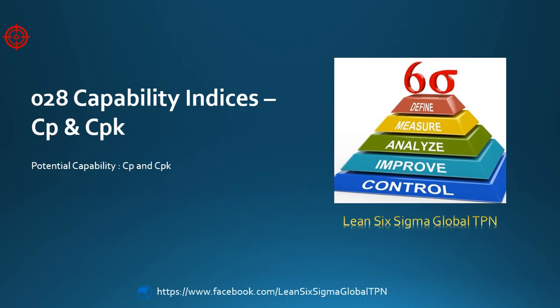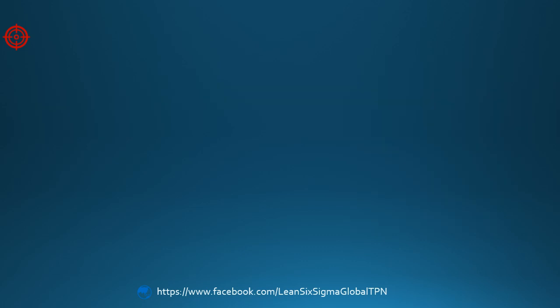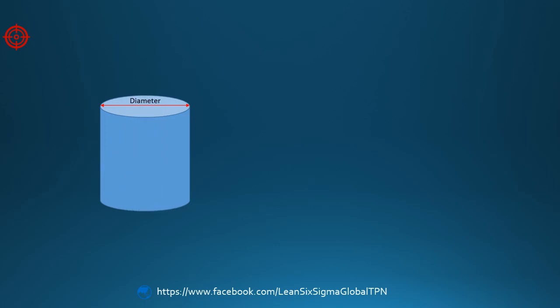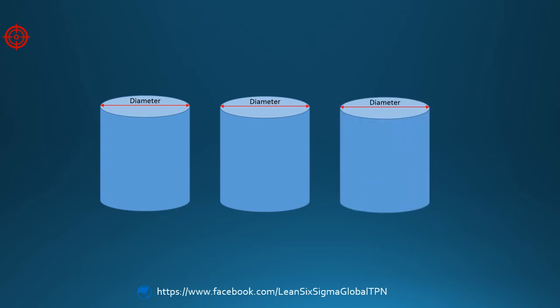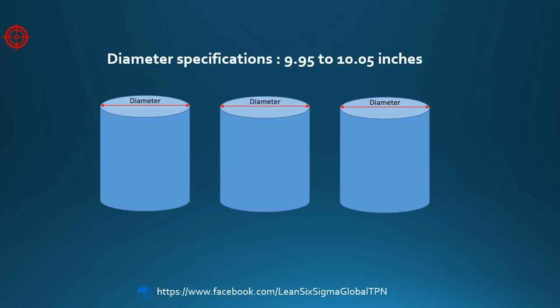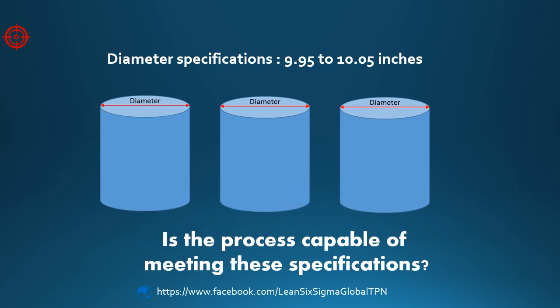Hello friends, so let's talk about the potential capability CP and CPK. Many business processes are measured with variables data that have precise specifications. Recall ABC company that manufactures parts to have a 10-inch diameter. To ensure that the parts properly meet customers' requirements, their process needs to produce part diameters that are between 9.95 and 10.05 inches. So, is the process capable of meeting these specifications?